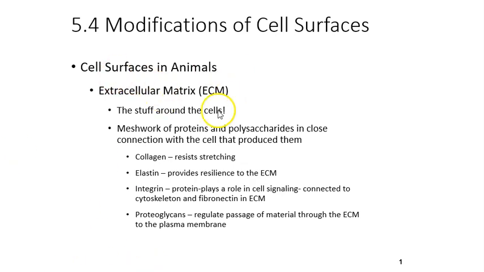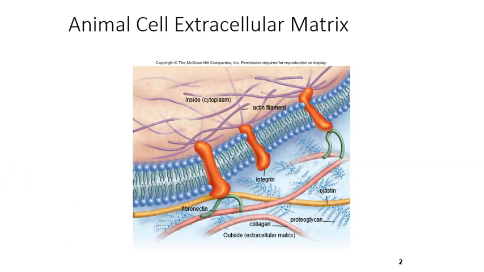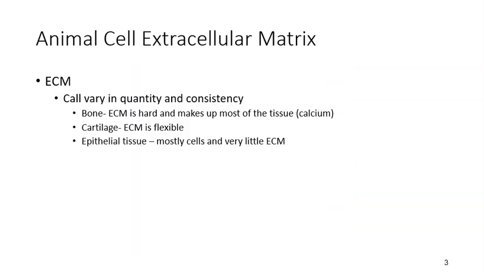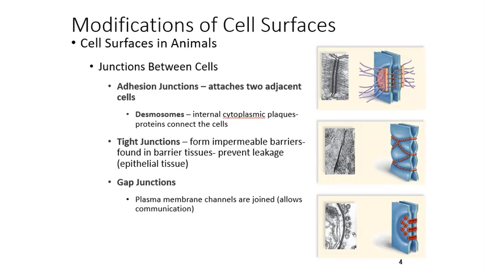Okay. So cell surfaces in animals, the extracellular matrix, of course, stuff around the cells. There's lots of different proteins in here. I probably wouldn't necessarily memorize these per se, but they do have a function in resisting stretching and resilience, signaling, and also regulating passage of material. All those proteins do have a play, and here's kind of what it looks like as far as an animation, a scientific drawing. It can vary in quantity. Bone, cartilage, epithelial tissue all have different types of the extracellular matrix.